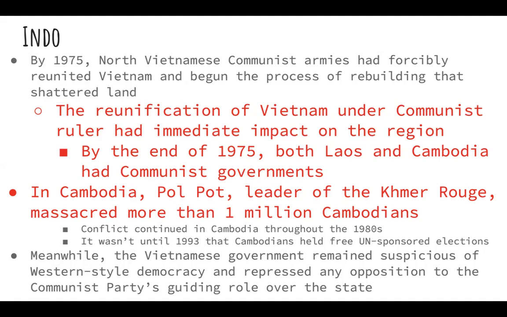Conflict in Cambodia continued throughout the 80s. It wasn't until 1993 that Cambodians held free UN-sponsored elections. Meanwhile, the Vietnamese government, remaining suspicious of Western-style democracy, repressed any opposition to the Communist Party's guiding role over the state.